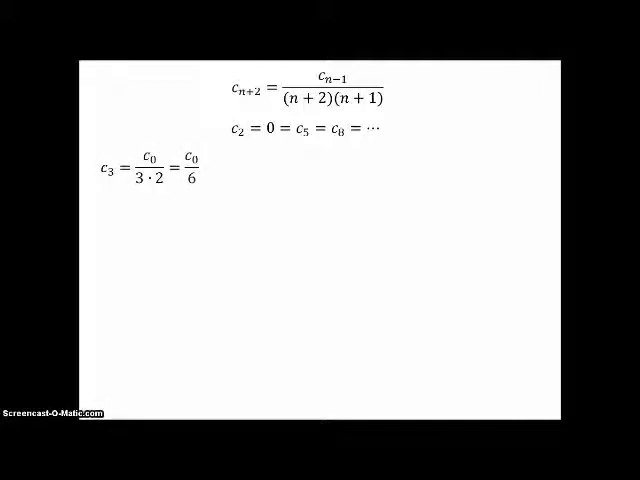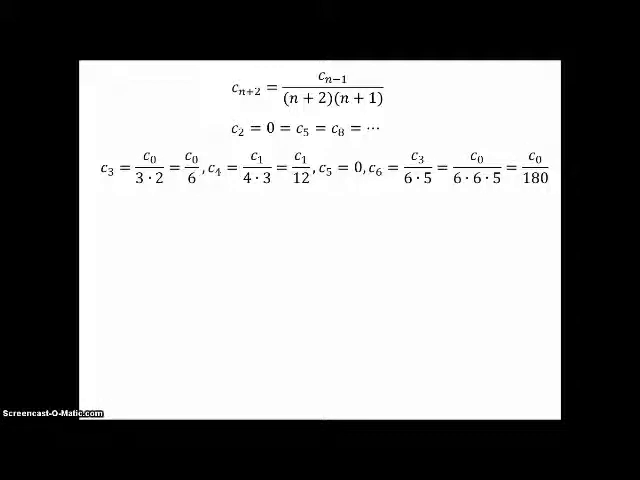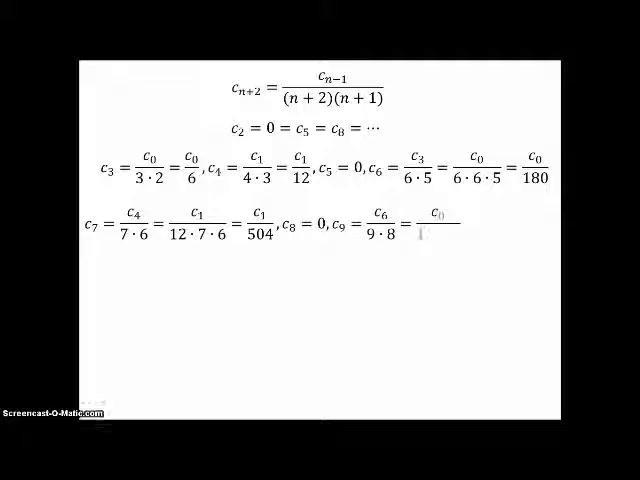And then for c sub 3, it's based on c0. c4 is based on c1. c5 is back to 0 again. c6 is based on c3, which can be rewritten as c0, and so on. I just did a whole bunch of them, not necessarily showing all the steps, till I could see the pattern.